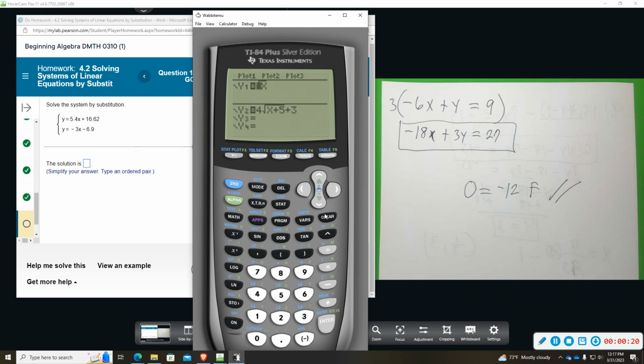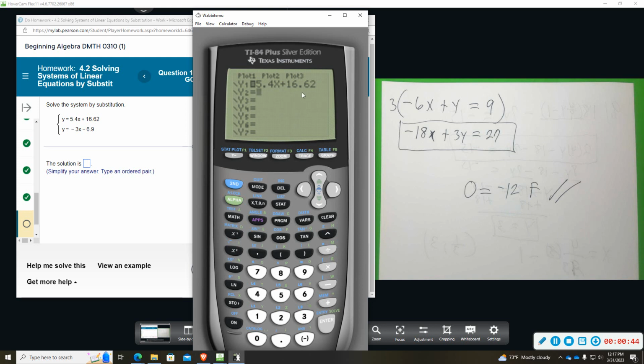I'm going to go to y equal. I'm going to show you how to do it by graphing. I'm going to clear out what I have. In y1, you don't type the y in, the y is already there. I'm going to type the right side of the equal sign: 5.4x plus 16.62. And I'm going to hit enter.